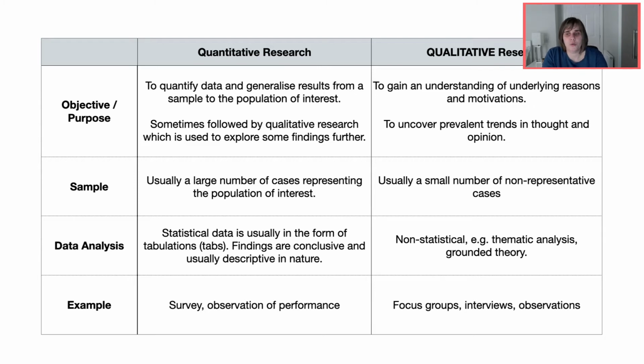So we tend to work with a small number of individual cases. We're not particularly interested in taking that data and trying to make it as generalised to as wide a population as possible. Instead, what we're looking for is using non-statistical analysis methods. So examples are thematic analysis, grounded theory. And the examples of methods that we use tend to be focus groups, interviews, observations, rather than observation of a performance that you might find in quantitative research.